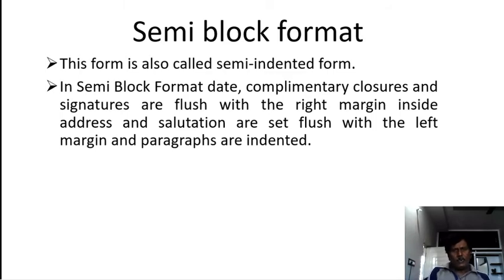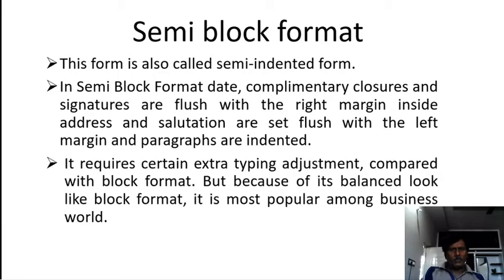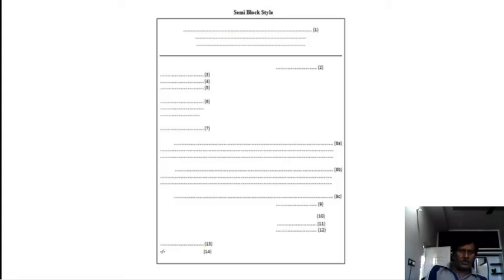In the semi-blank format, the date, complimentary close and signature are flush with the right margin, the inside address and salutation are set flush with the left margin, and the paragraphs are indented. It is another main feature of the semi-blank format. It requires some extra typing adjustments compared with block formats, but because of its balanced look like block format, it is most popular in the business world. Some business organizations adopt this type of letter correspondence.